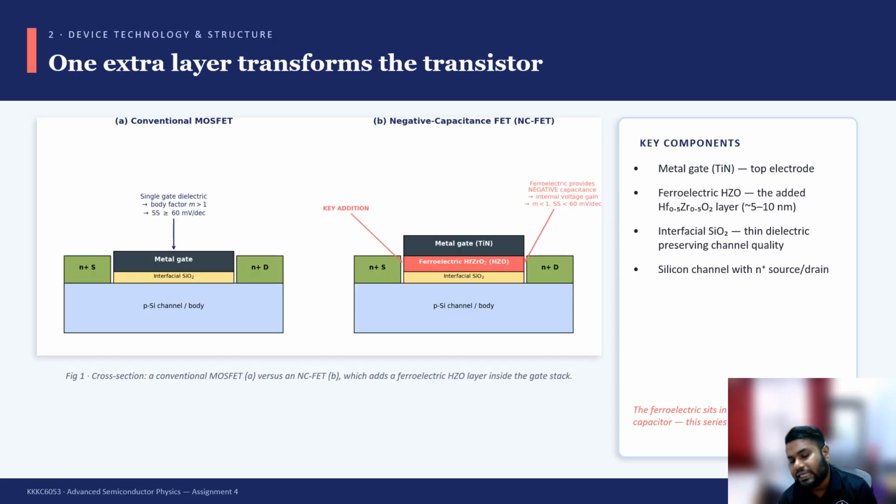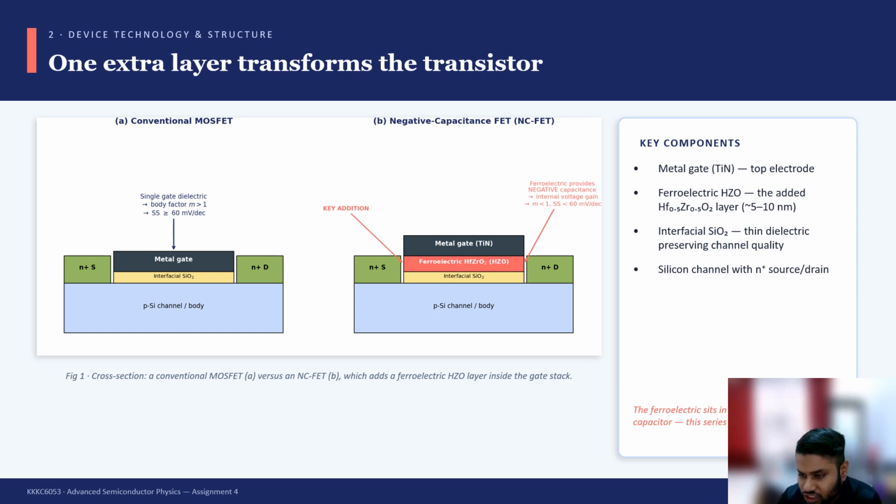Structurally, the NCFET is remarkably close to a normal transistor, and that's a big part of its appeal. On the left, panel A shows a conventional MOSFET: silicon channel, source and drain, a thin interfacial oxide, and a metal gate. Panel B is the NCFET.